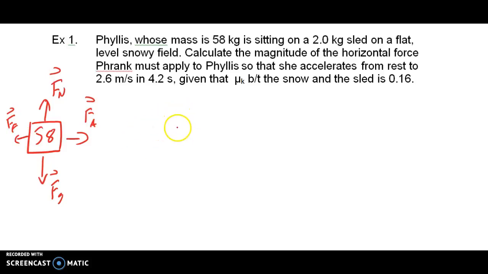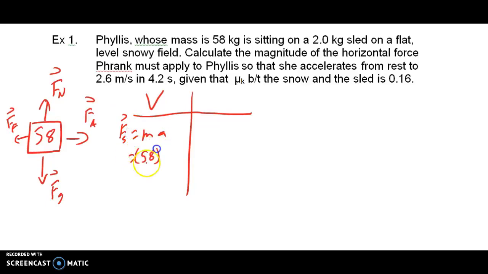Now from there, what we need to do is put things into a T-chart. We're dividing into the vertical and the horizontal. So we'll start with the vertical in this case. We've got our force gravity. Force gravity is going to be equal to mass times acceleration. If our mass is 58 and we know acceleration due to gravity is 9.8, we therefore know that the force on Phyllis for force gravity is going to be 568.4 newtons. And it's important that we write that this is in the down direction.